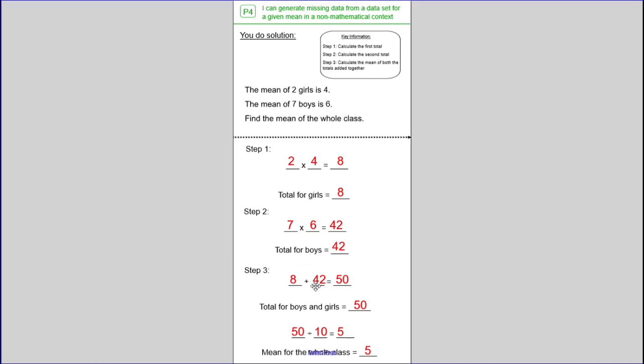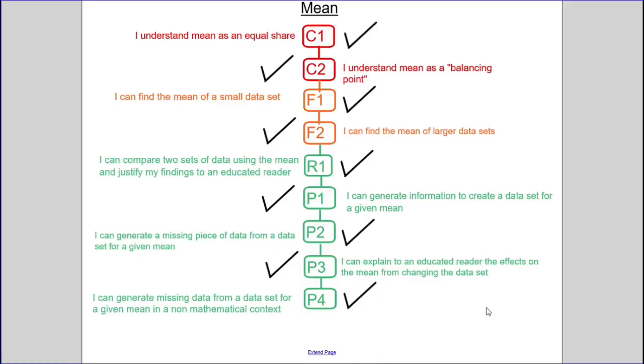Now, for step 3, remember we want the mean for the whole class, so we need to add the totals of the boys and the girls. There are 8 girls and there are 42 boys. Once we add those two, we get 50, and that means the total for the boys and girls is equal to 50. To find the mean now for the whole class, we do 50 divided by 10, from the 4 girls and the 6 boys. If we add that, we get 10. 50 divided by 10 is equal to 5, and that means the mean for the whole class is equal to 5. And that's the end of P4, and in this video we covered both P3 and P4 today.